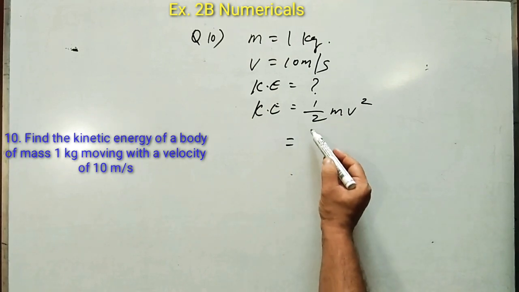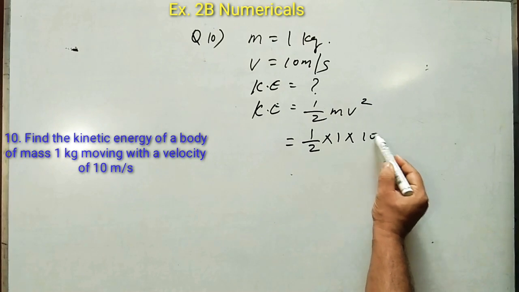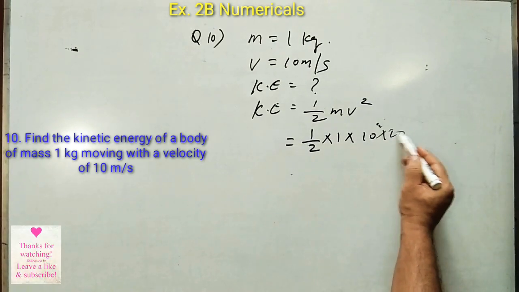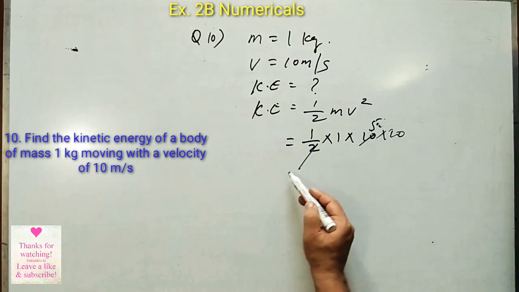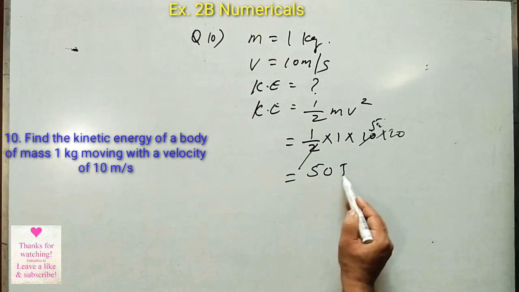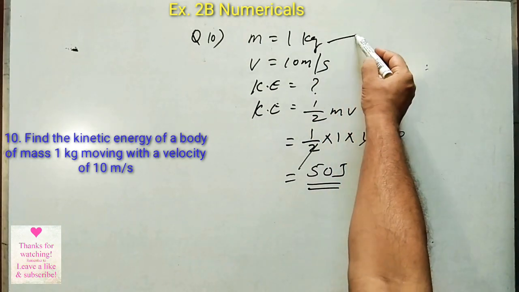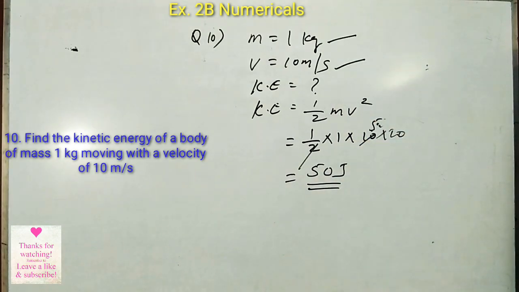Let's place the values in the given formula, half into 1 into 10 square. Clear? Or we can write 10 into 10. So I am getting 10 5s are 50. So we are getting it as 50 joule. So this is the kinetic energy possessed by a body of mass 1 kilogram moving with a velocity of 10 meter per second. Steps are clear to you?